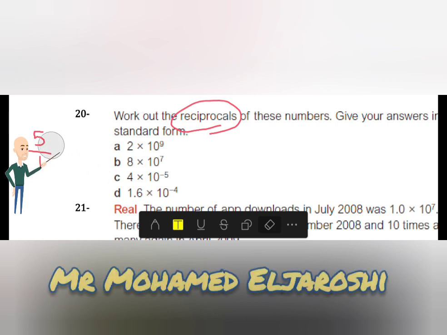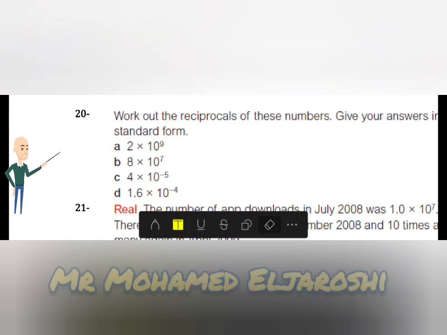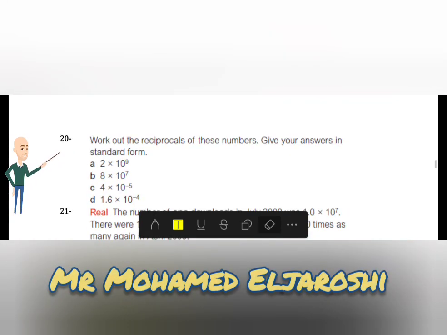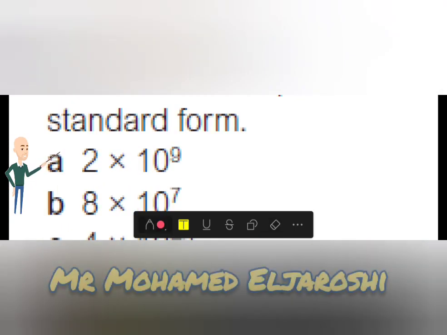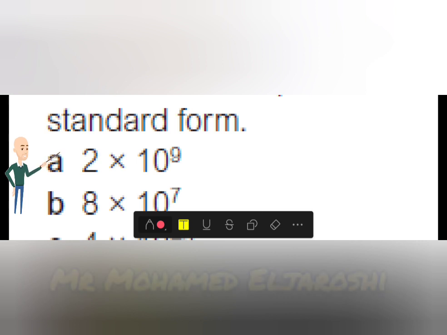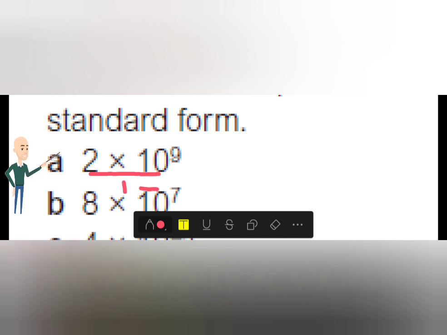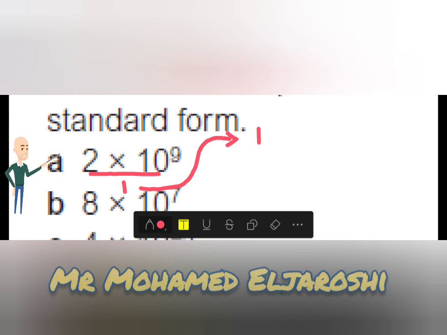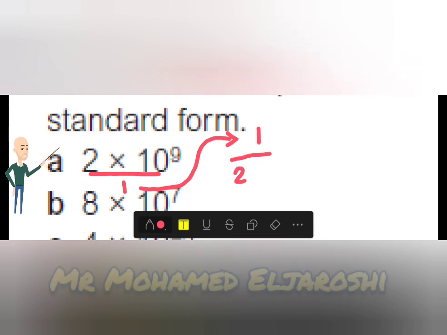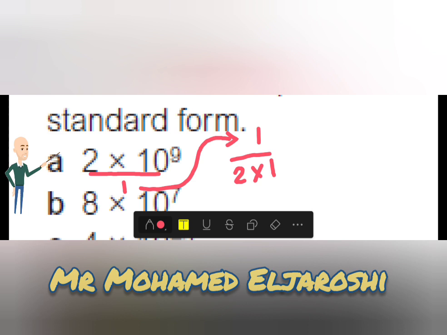Let's remove this. Maybe we can use the space. Okay, good. Now, for this one here, 2 times 10 to the power of 9, we say that this number is over 1. Okay, let's put it here. We need space, yes. And then we make them upside down. So it's going to be 1 over what? 1 over 2 times 10 to the power of 9. So this is the reciprocal of this number.